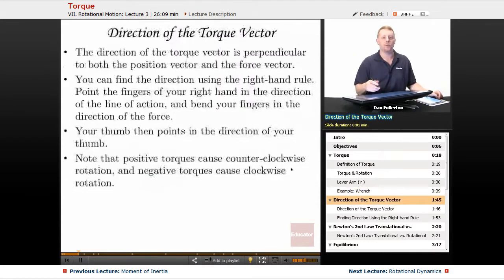Now the direction of the torque vector, again, is a little bit counterintuitive. It's perpendicular to both the position vector r and the force vector F. So you find the direction using the right-hand rule. Point the fingers of your right hand in the direction of the line of action, your R, and then bend your fingers in the direction of the force. Your thumb points in the direction of the positive torque. That's the direction of your torque vector. Positive torques cause counterclockwise rotation, and negative torques cause clockwise rotation, according to the standard sign convention.